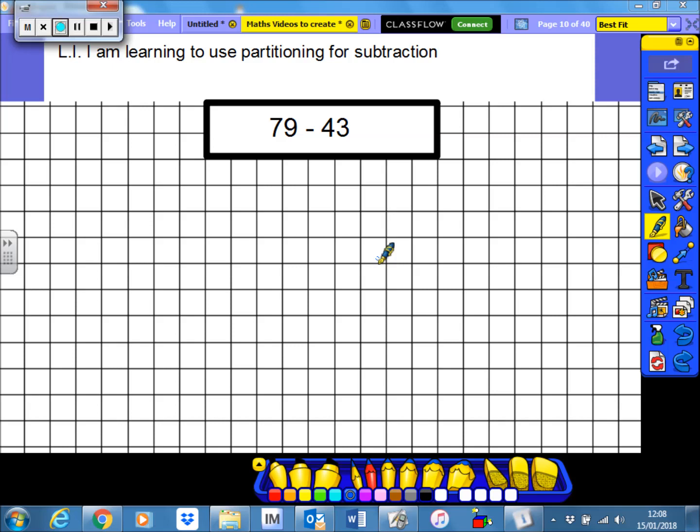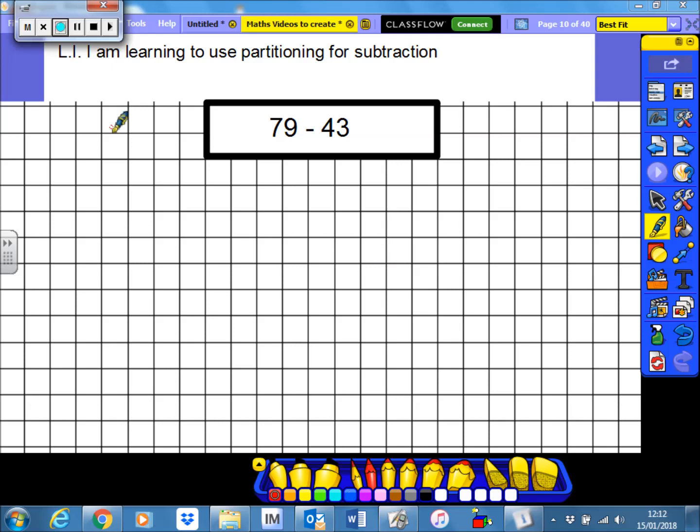Hi guys, in this video we're going to be looking at how to use partitioning for subtraction, what some people refer to as the split method. Now, if you haven't gone back and looked at our video on addition using partitioning, that would probably be worth doing because it gives you a little bit of a background of what partitioning actually is.